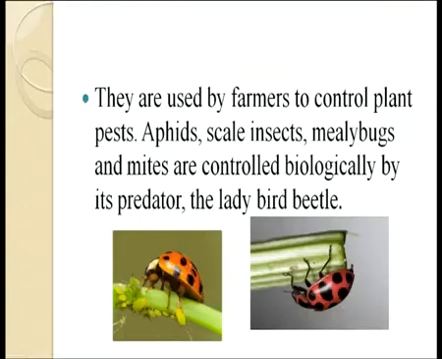The natural predators and parasites of pests play an important role in controlling plant pests. They are used by farmers to control plant pests. Aphids, scale insects, mealybugs and mites are controlled by their predator, the ladybird beetle. Now, measures for preventing soil erosion and land degradation.